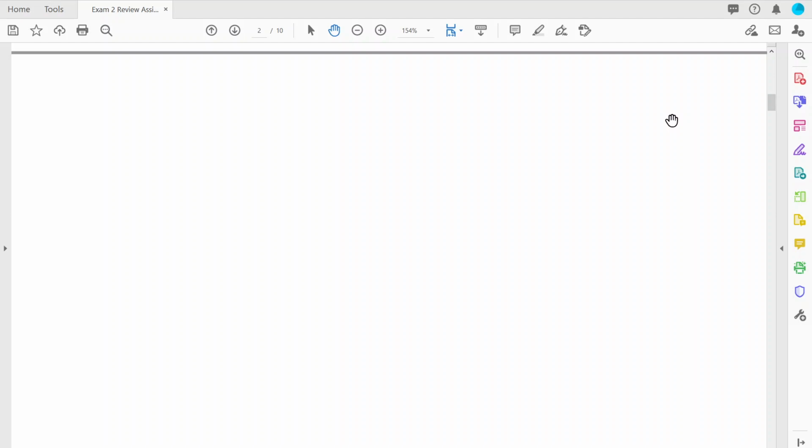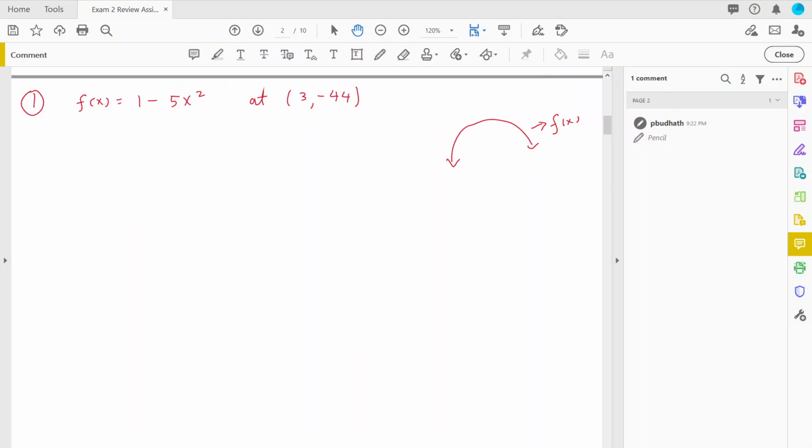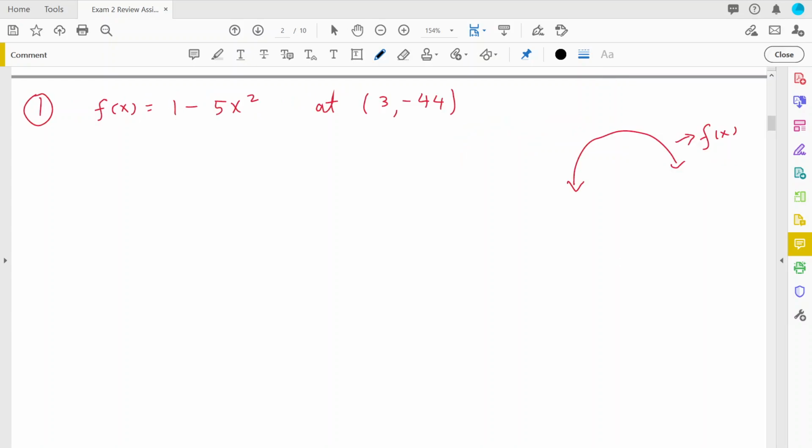So problem number 1, we need to find the equation of the tangent, and the curve or the function we have been given is 1 minus 5x squared, and the point where we would like to find the equation of the tangent line is 3 comma negative 44. So let's say this is the curve f of x or y, whatever you say, and there is a tangent line at point 3 comma negative 4. We would like to find the equation of this line.